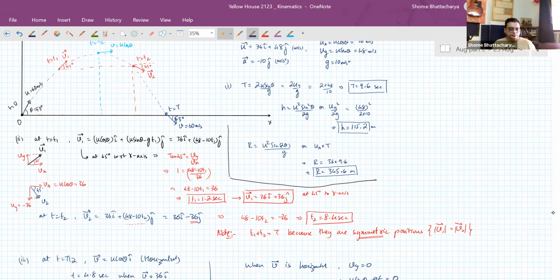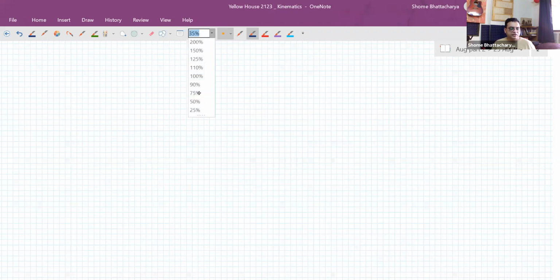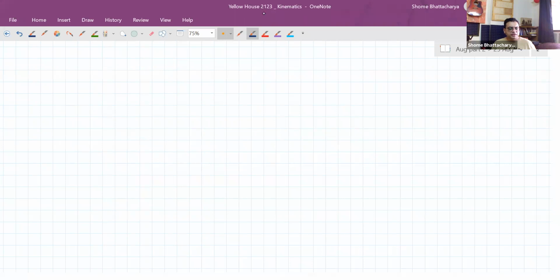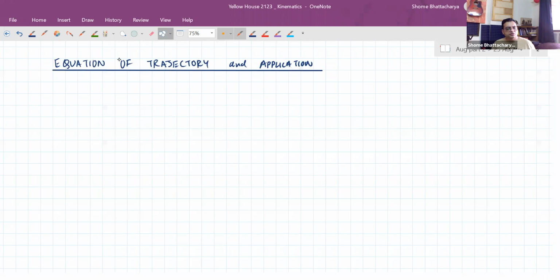Okay, people. So this is an example of various types of calculations that are done. The standard case of projectile motion. Now, next thing we will take a look at is the equation of trajectory and its application. So look at a couple of application examples of equation of trajectory also. Before that, let's start with the equation of trajectory itself.